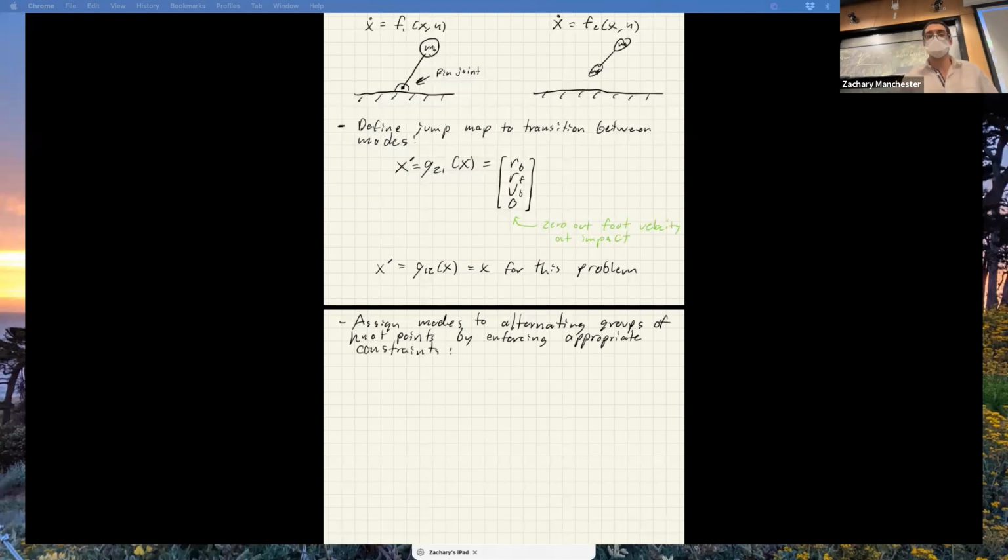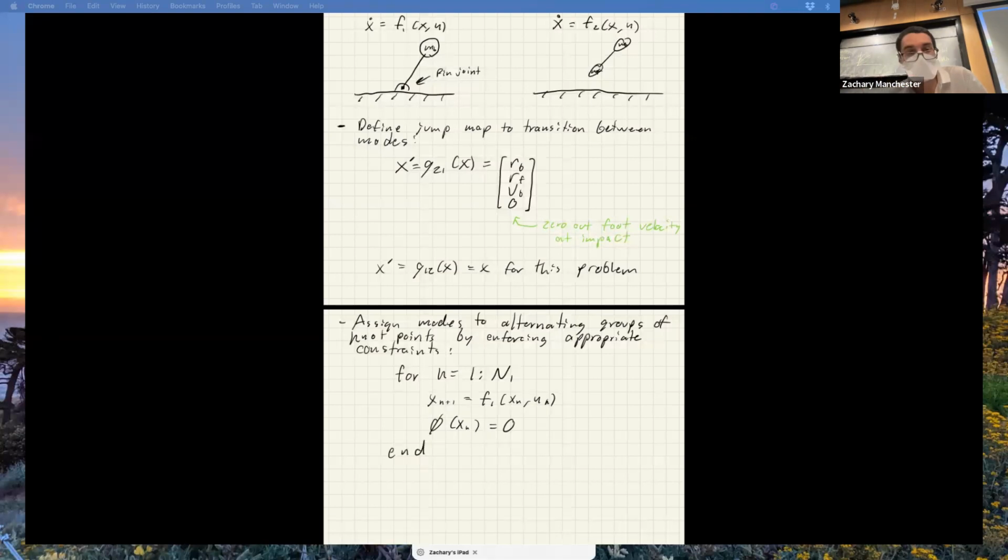Here's what that would look like in pseudocode. Let's say for k equals 1 to n1, for mode 1, we're going to do our discrete dynamics. We'll start in a stance phase, so we'll start with F1. Also in here, we're going to enforce a constraint that the foot has to be on the floor during the stance phase to make this work. So we'll have this constraint for all those knot points.